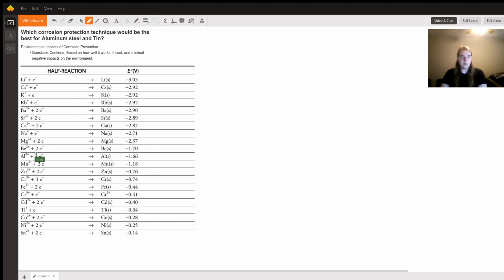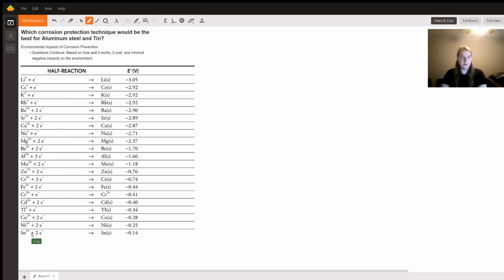Aluminum, so aluminum's up here. We just need to find something with a more negative half cell potential for reduction. So if you look here, there's beryllium. Beryllium's toxic. We don't want to use that. Magnesium would be a good choice. Magnesium would certainly be a good option here.